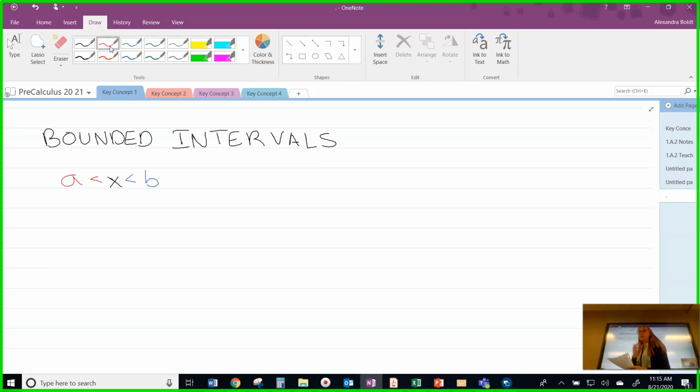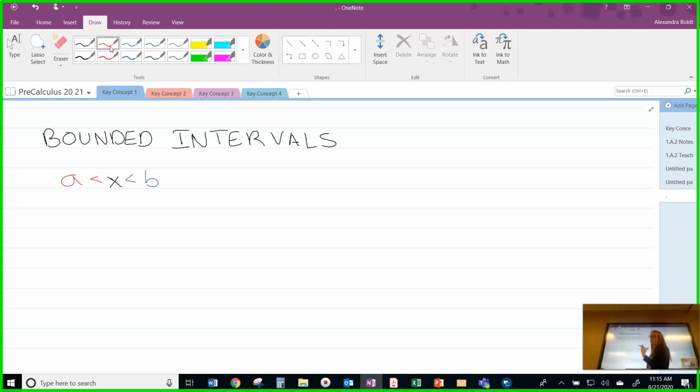So this is any number that's between A and B. So for example, if A was 5 and B was 10, I could do 6, 7, 8. But not only that, it's any real number. I could have 5.1, 5.11, 5.0001, right? Anything that's between 5 and 10.